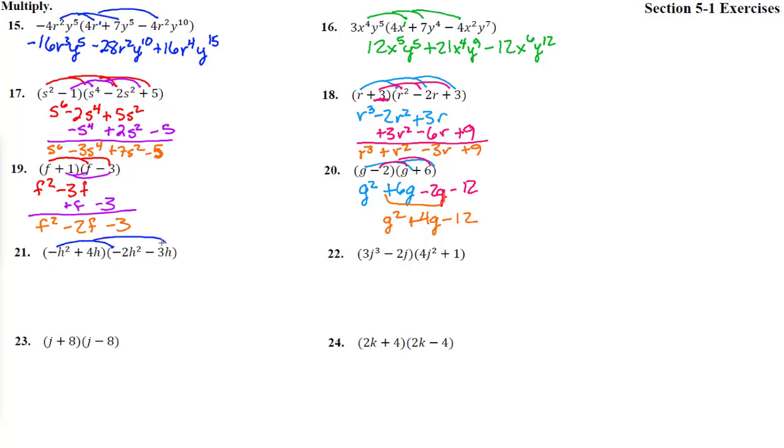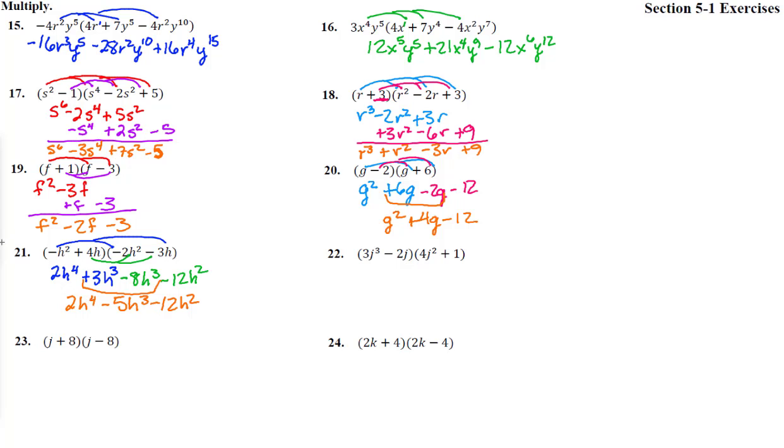Okay, let's try negative h squared. We've got to jump that guy through. Super distribute here with both of those terms. We get positive 2h to the fourth, and then plus 3h cubed. And then take this 4h and distribute that guy in, and we get minus 8h cubed minus 12h squared. Combine the like terms, we have 2h to the fourth. These two are like terms, go together. That's a minus 5h cubed minus 12h squared. And there's our answer to number 21.